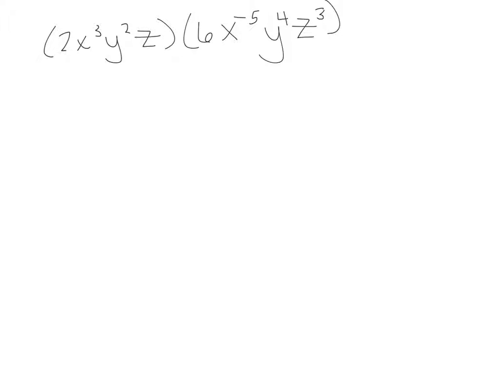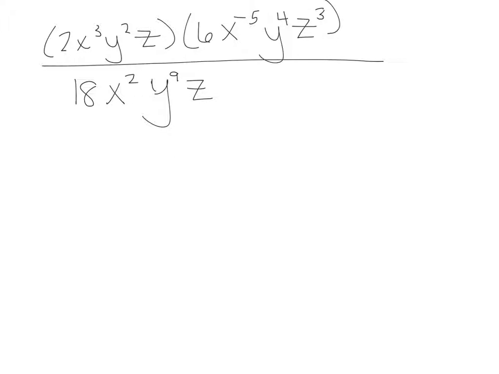So I'm going to put a problem up here. 2x cubed y squared z times 6x to the negative 5, y to the 4th, z to the 3rd, all over 18x squared, y to the 9th, z to the 5th. Actually, no, I lied. We're going to do z to the 2nd. I want you to pause this video and solve this problem, and then when everybody's good to go, unpause it so we can go over it together.